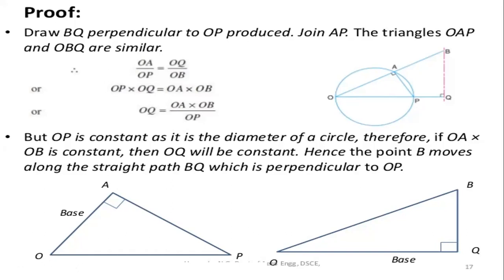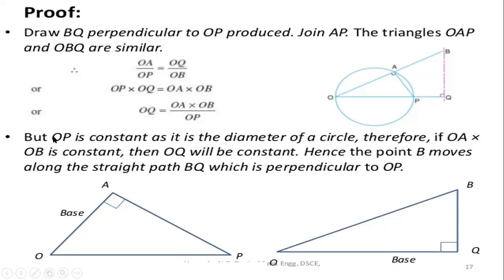Then the triangles OAP and OBQ are similar. So OAP and OBQ are similar to each other. Then we are taking the similar positions: OA by OP is equal to OQ by OB. So the length of the chord divided by the length of the diameter is equal to OQ by OB. Then we are cross multiplying, so OP into OQ is equal to OA into OB. That is, OA into OB is equal to OP into OQ. Or we can take it as OQ only: OQ is equal to OA into OB by OP.